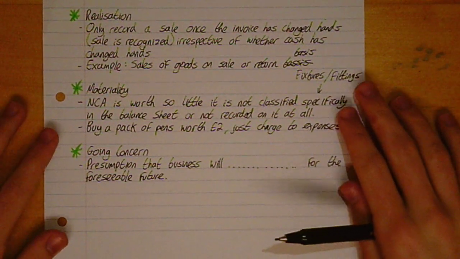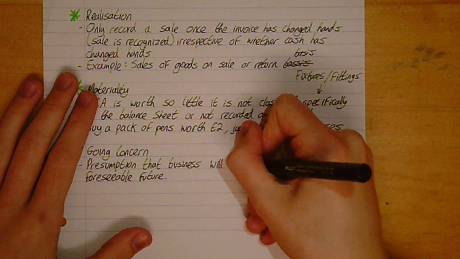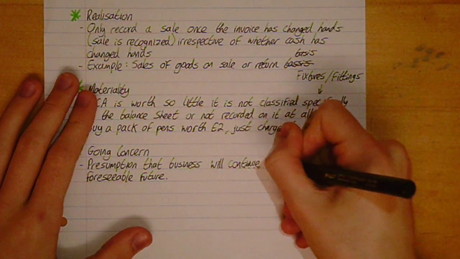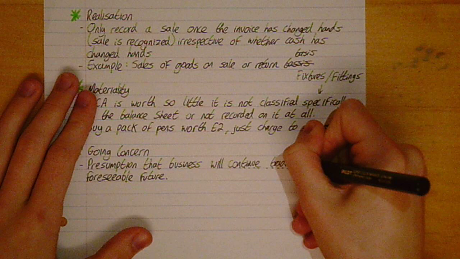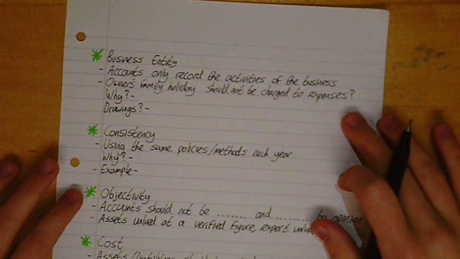So going concern. It's the presumption that the business will continue trading for the foreseeable future. So when we make our financial statements, we assume that the business is going to continue. We're not going to assume that we're just going to stop all transactions, all business next year. We just assume that the business is going to continue going, and that's basically it. It's really simple. It's just the assumption that business continues.